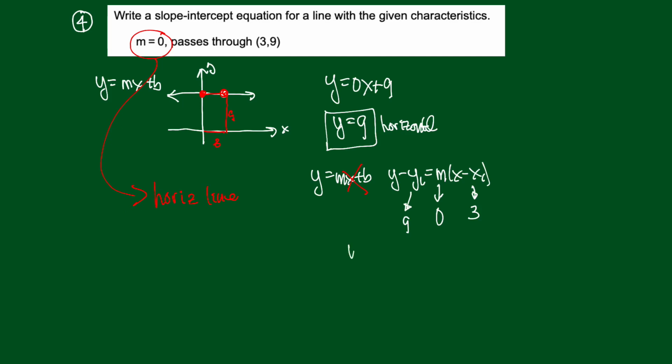So if I substitute, I'll get y minus 9 is equal to 0 times (x minus 3). 0 times anything is 0. So I get y minus 9 equals 0. Then if I add 9 to each side, I get y equals 9, the same equation I got before.